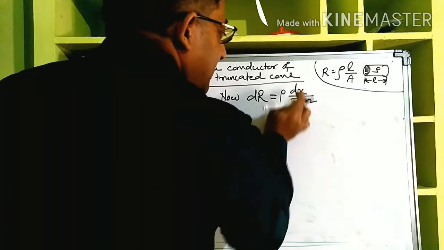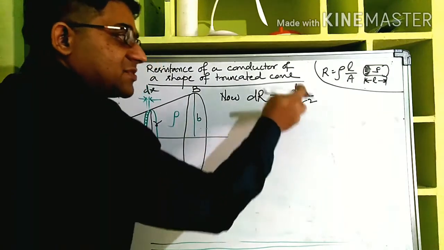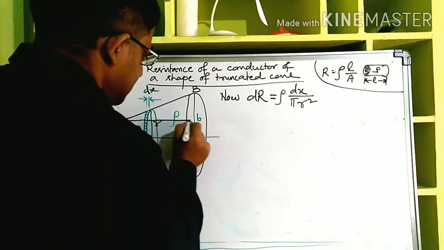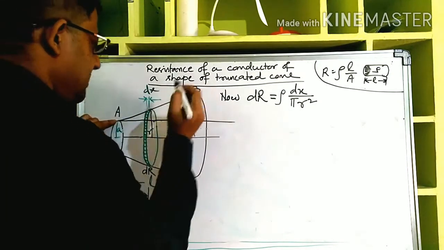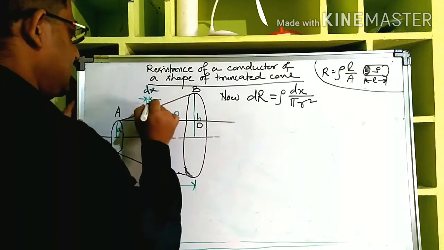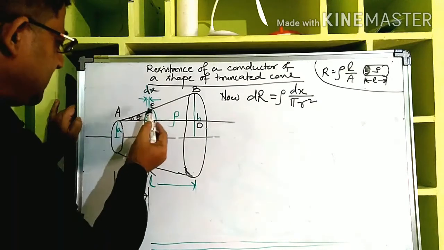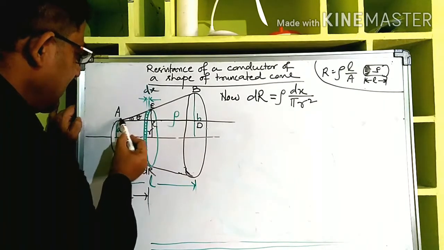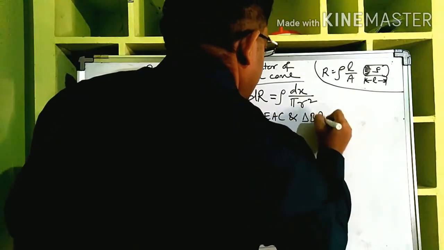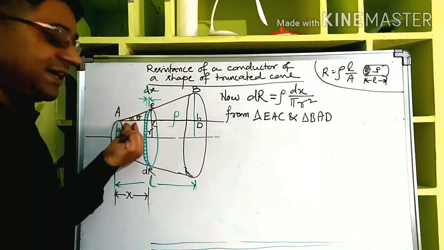We have to find some relationship between x and r, or in other words we are going to express r in terms of x. Now let us imagine a straight line from this. Let us say this point is A, this point is B, this point is C, this point is D, and then this point is E. This angle is theta. Now let us compare the triangles EAC and BAD. In both triangles EAC and BAD, theta is common, right?